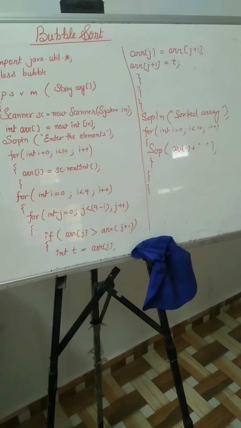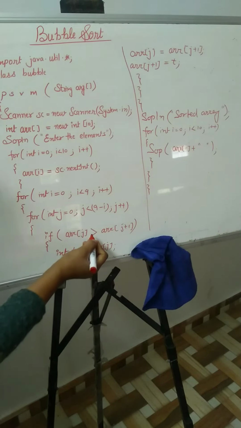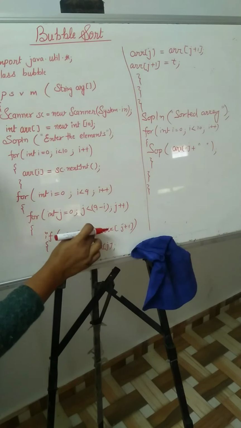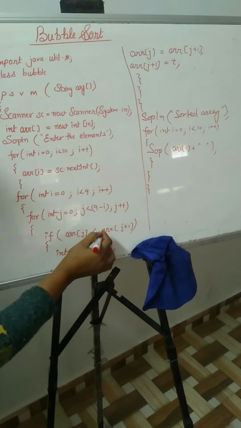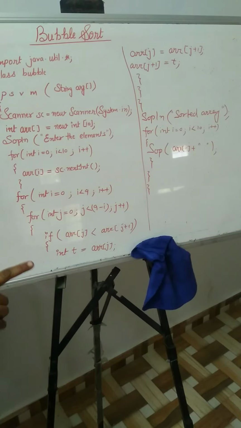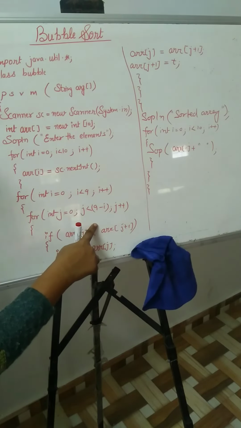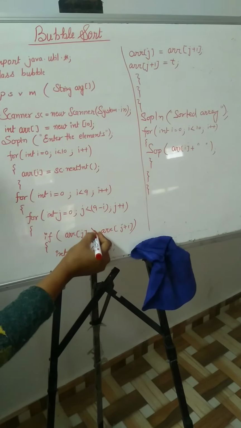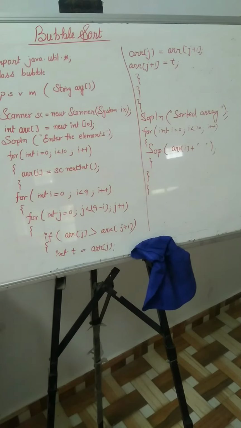Okay, this is the simple program of sorting. If you want to sort your array in descending order, only change the sign here. If you want descending order, the sign will be less than; for ascending order, the sign is greater than. Okay, it's a bubble sorting program.